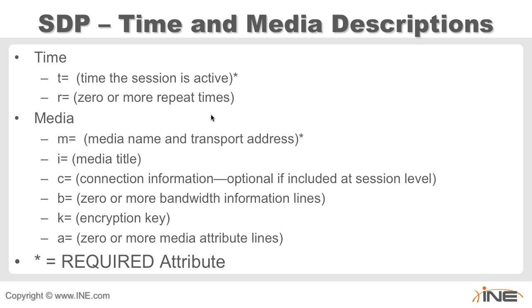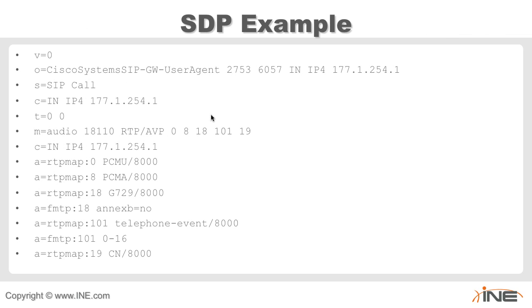Media, the only one that's required is M, the media name and the transport address. It's important to know title, C for connection information, B for bandwidth, K for encryption, because we can encrypt the signaling, the session, or we can also encrypt the media as well. And again, A for just indicating how many lines. There's more than one. So here's an example from a call that I just did.